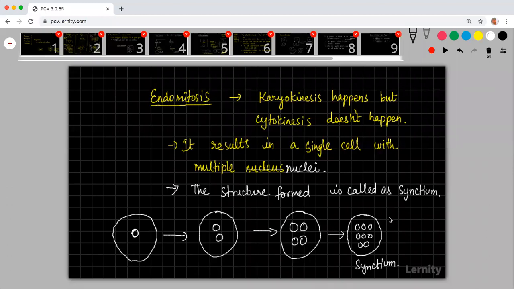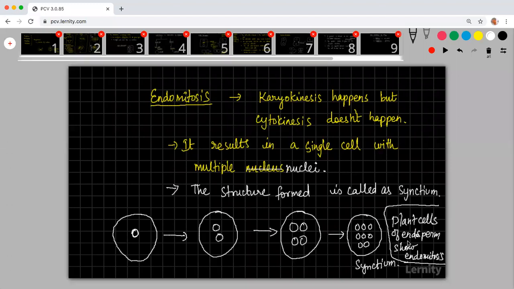Endomitosis is seen in plant cells mostly. Plant cells of endosperm show endomitosis. So you have this coconut water that you're drinking, no? Tender coconut water. That is endosperm basically. We are trying to consume the endosperm. So the plant cells of that endosperm show endomitosis.